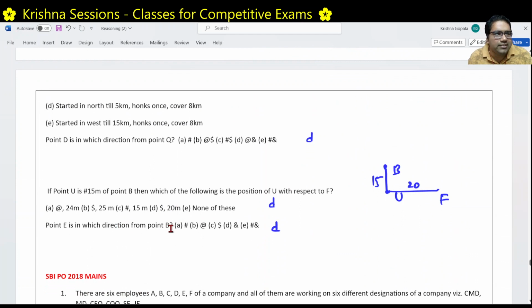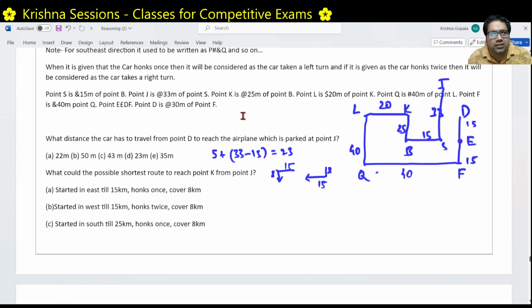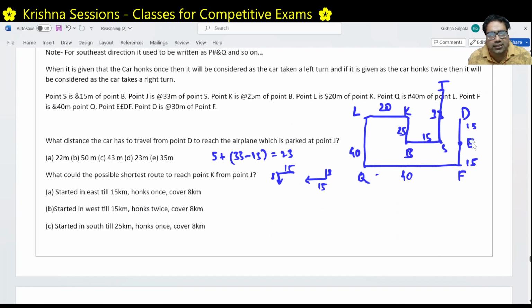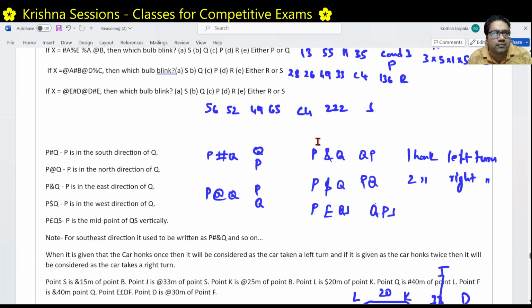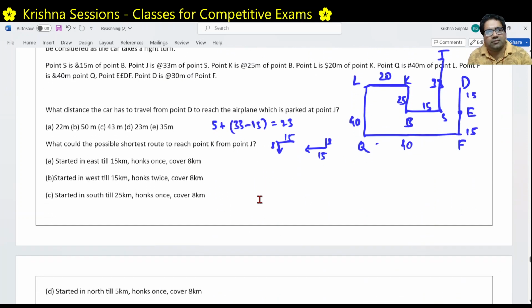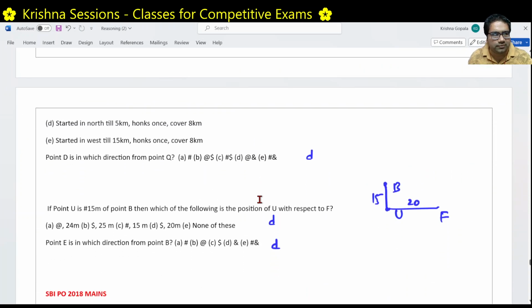Right. Point E is in which direction from point B? E and B are exactly on the same line. And E is exactly right. What is right? P and Q. That means P is right of Q. And this is the correct answer.